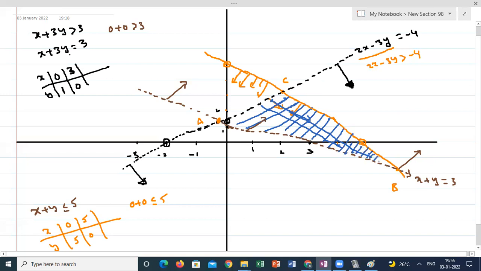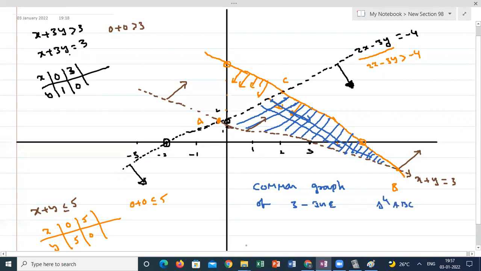It's a bounded region, first point. I can write that the solution set consists of the common graph of three inequalities. The solution set is the common graph of three inequalities, which is the bounded region of triangle ABC.